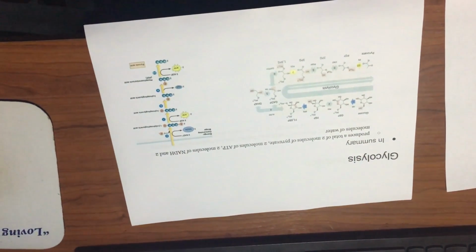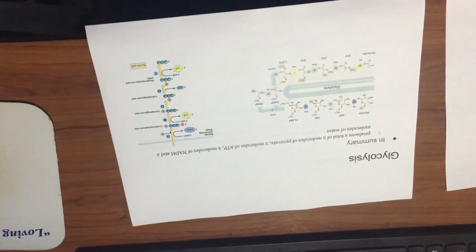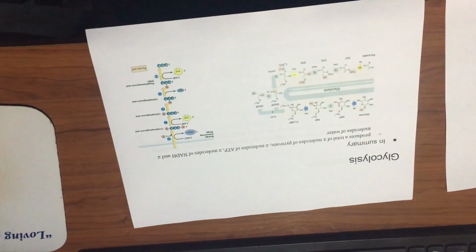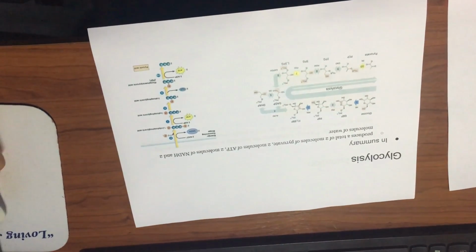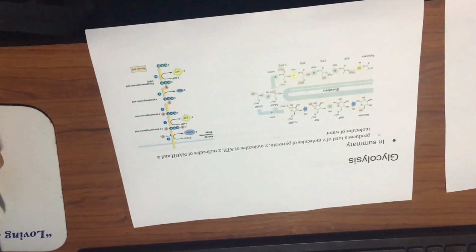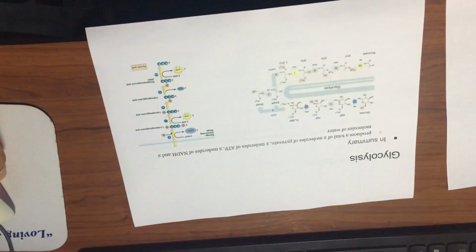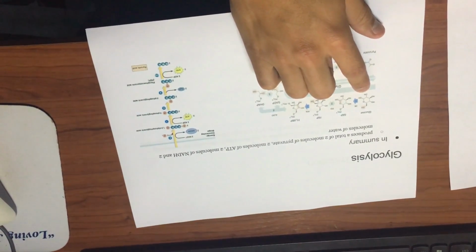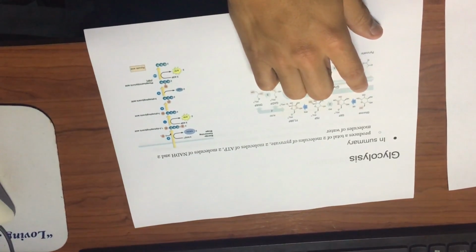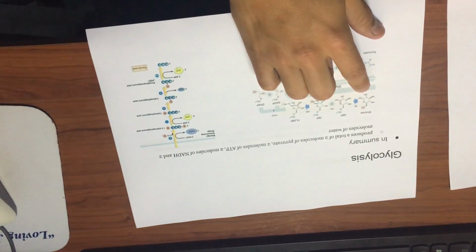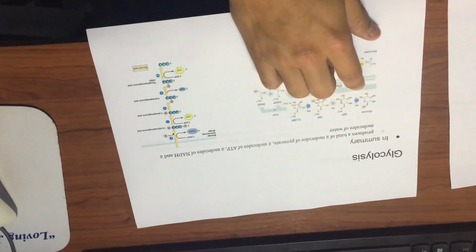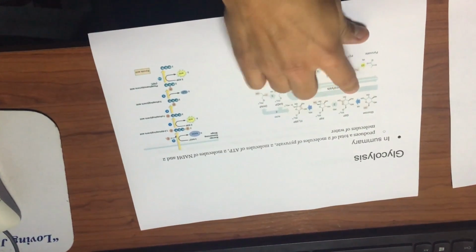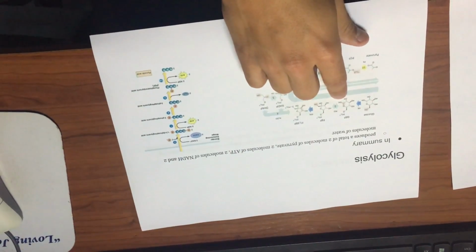So, glycolysis has 10 major steps, and since it is the first step of cellular respiration, it does not make much ATP. The first step in glycolysis is when the cell takes glucose from the cell cytoplasm. It adds a phosphate from ATP, and it yields ADP and glucose 6-phosphate.